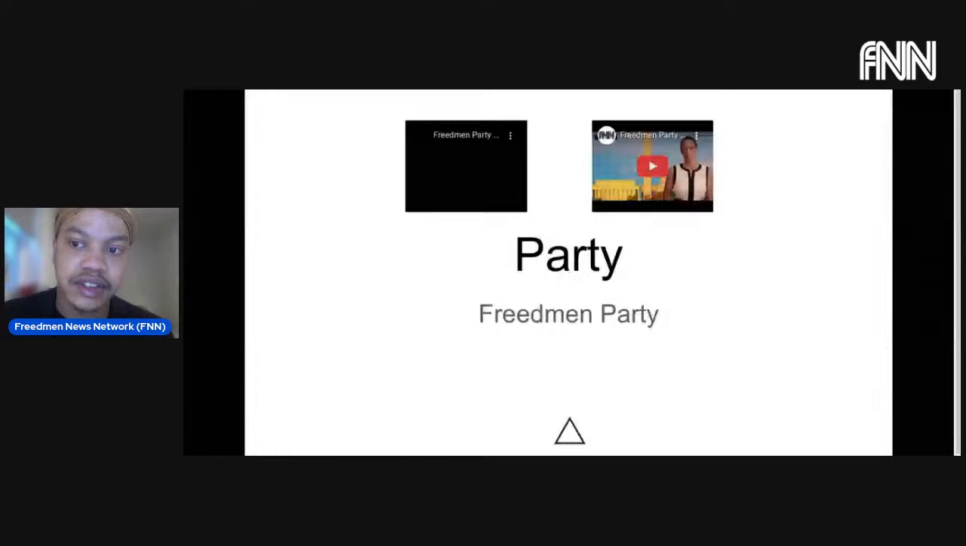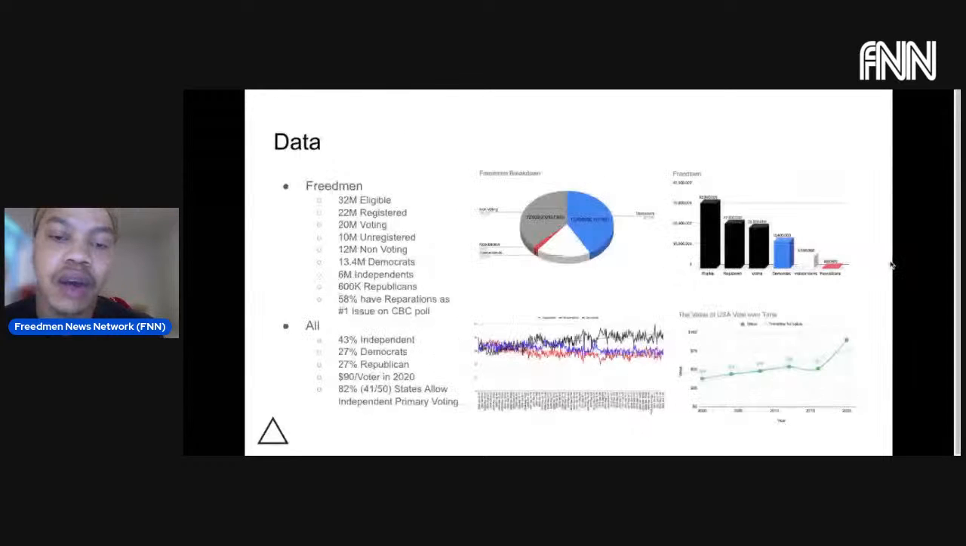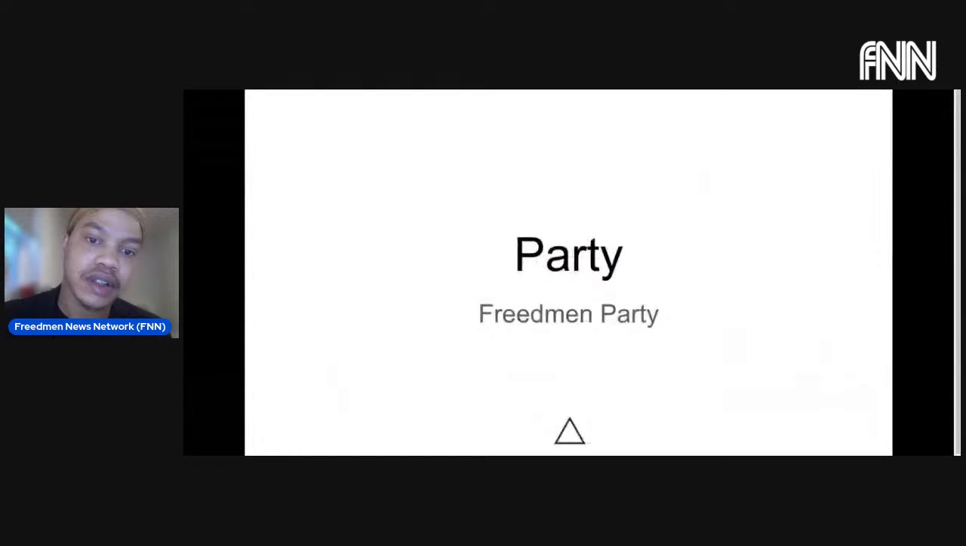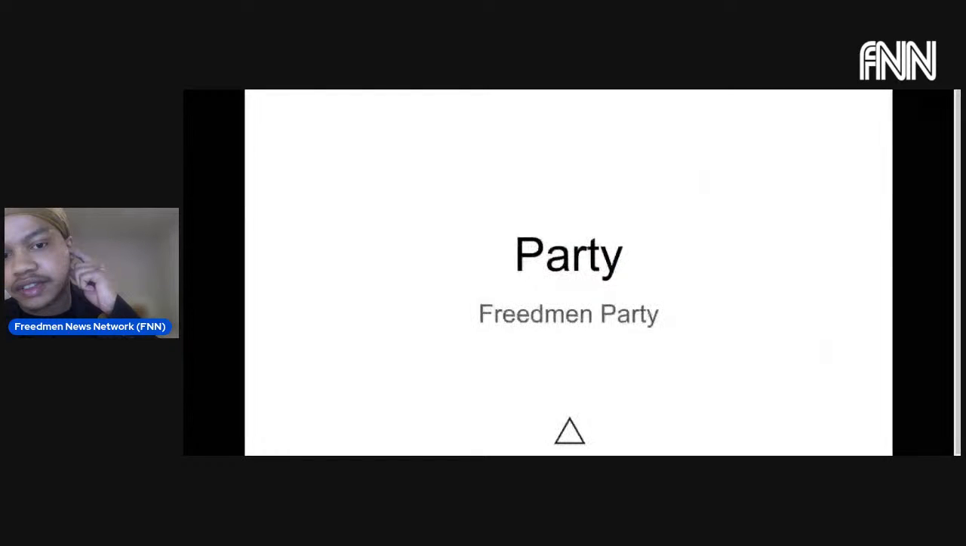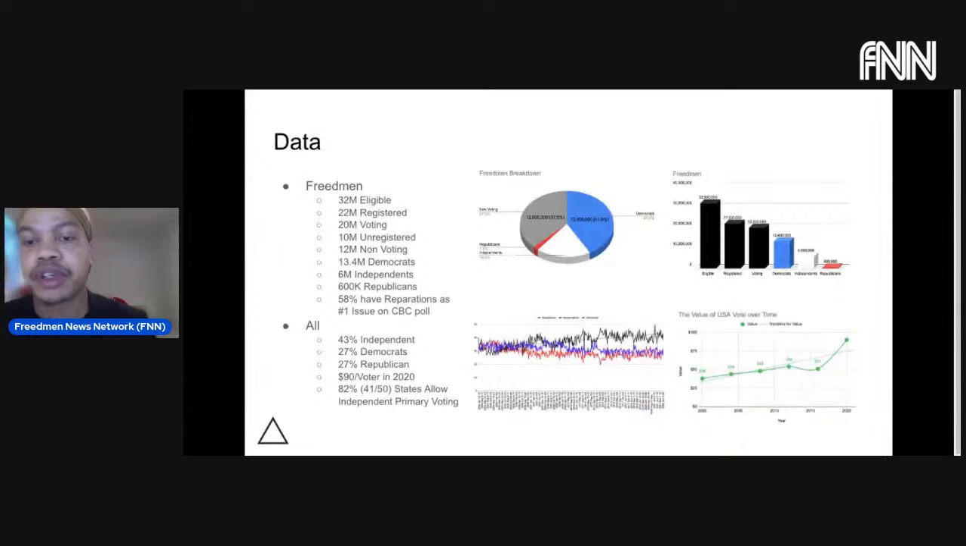Okay. So firstly, going back one slide, my bad. Firstly, we can help with data. So on the data side of things, in terms of Freedmen numbers, we broke down our Freedmen numbers using data from the U.S. Census as well as data from the Pew Research and Gallup.